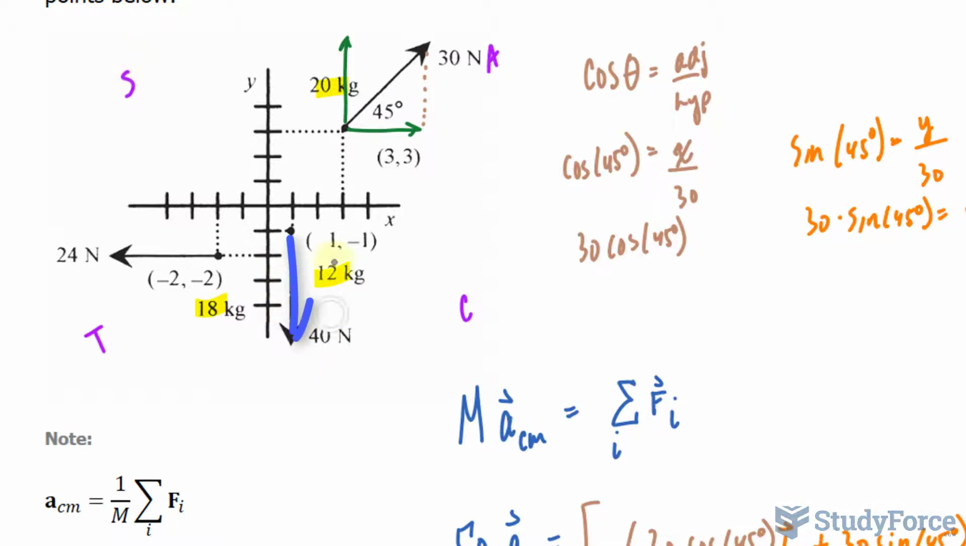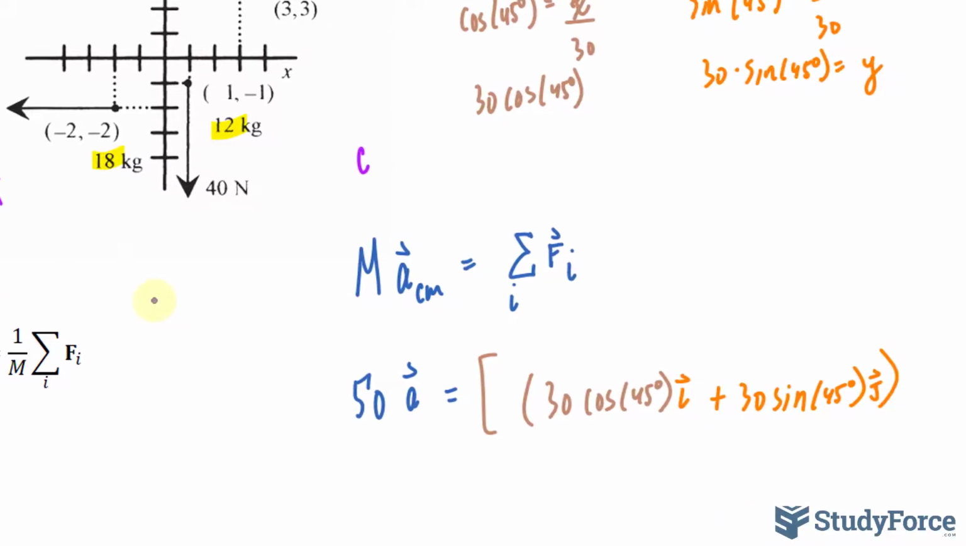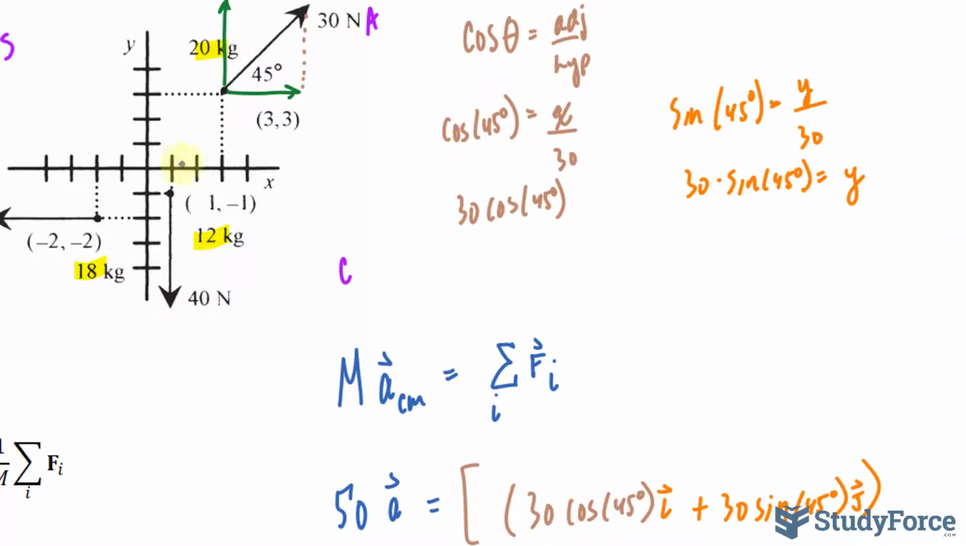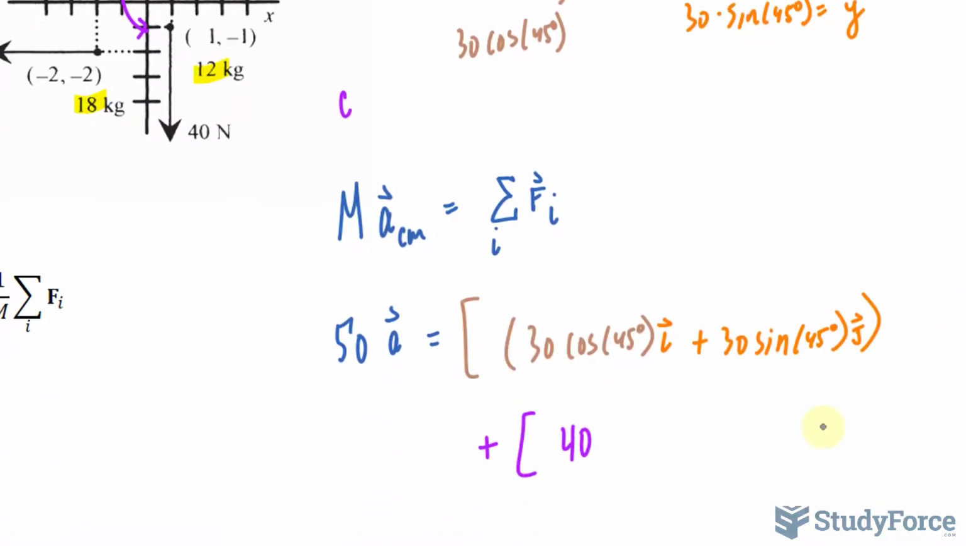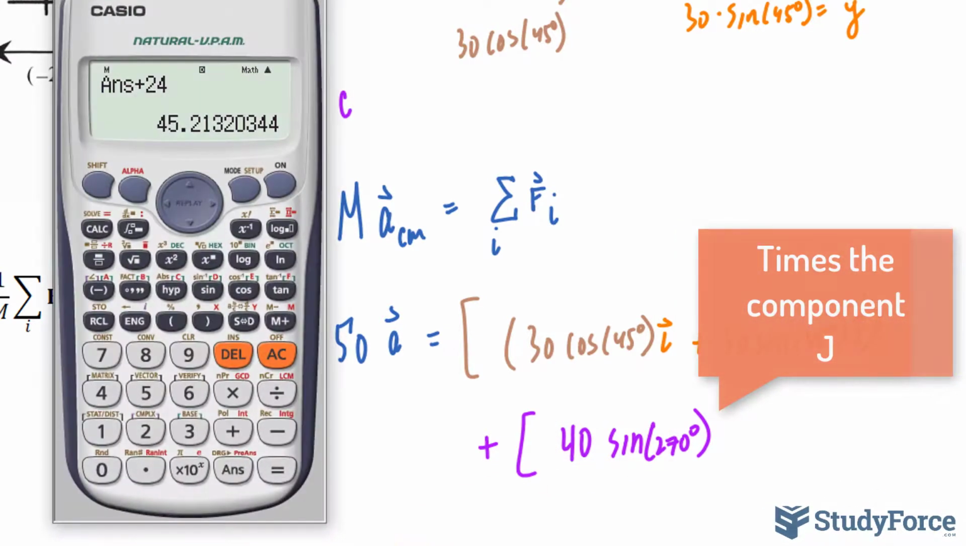So to analyze this one next, notice that this vector is only going down. There's no x component. So the way we would handle it is we would write down plus 40, and notice that it's only a y component. The angle is 270, right? So it's going downwards, so it's 270 degrees. And because it's a y component, we write down sine 270 degrees.